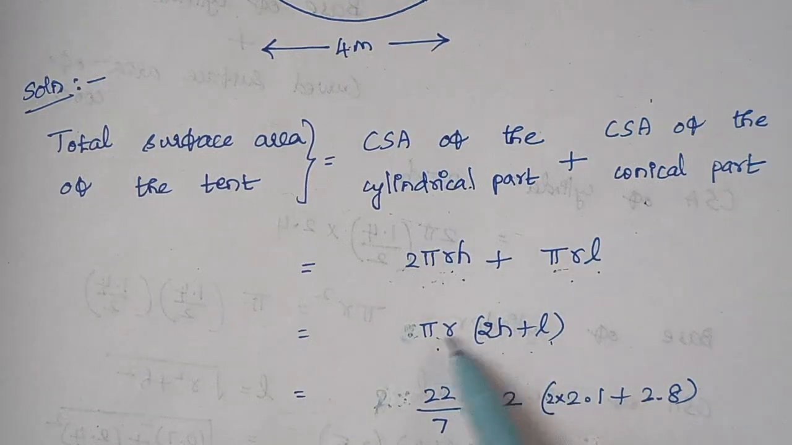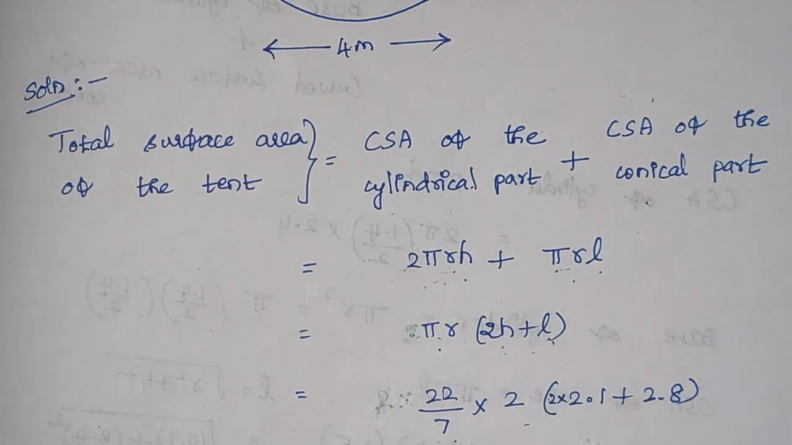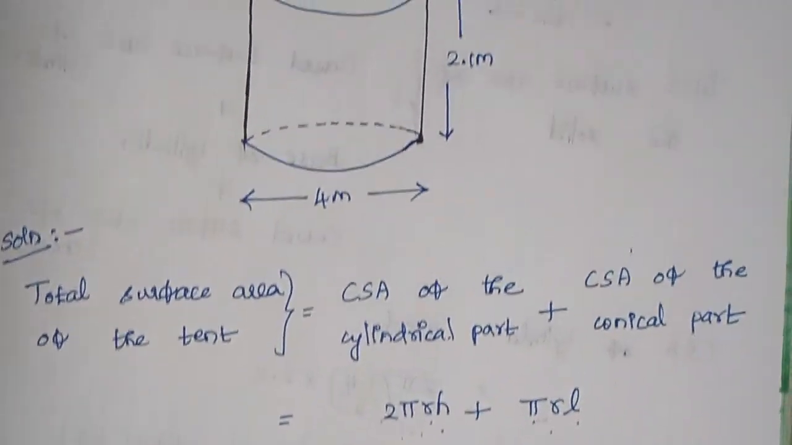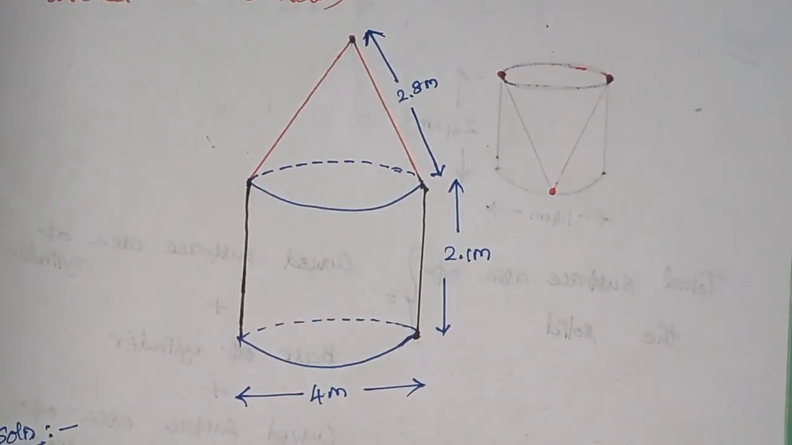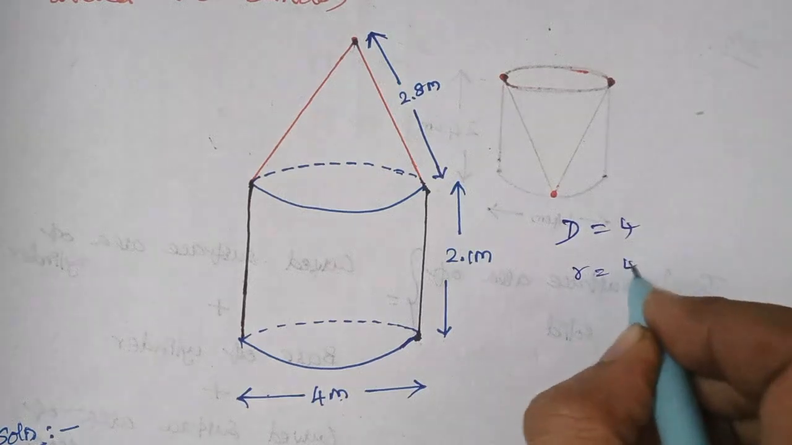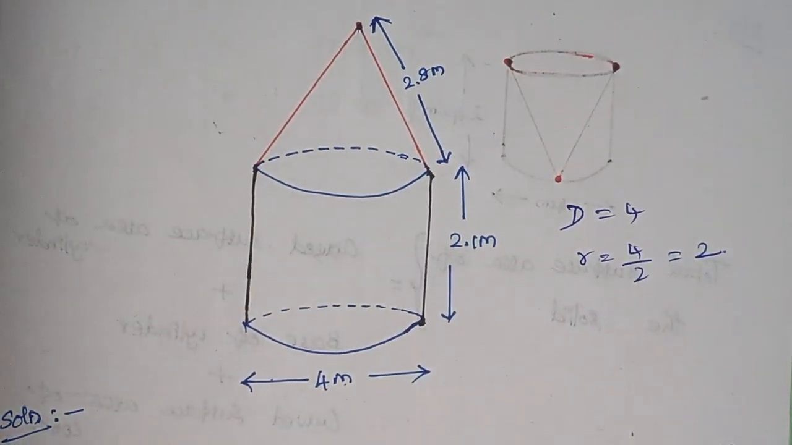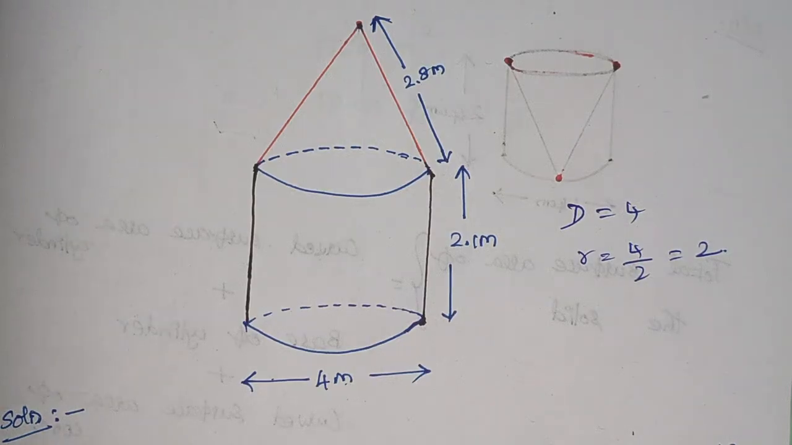So pi is 22 by 7, and the value of r, l, and h are all given. They have given the diameter. Here the diameter is 4, so what about the radius? It is 4 by 2, which is equal to 2. So just substitute the values. In the place of r, substitute 2.